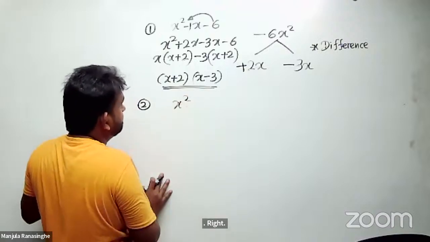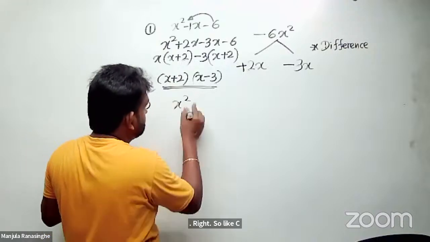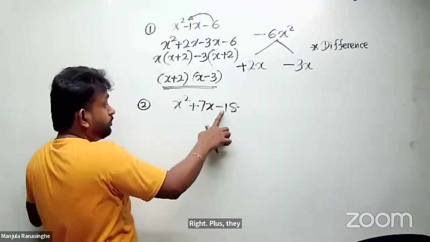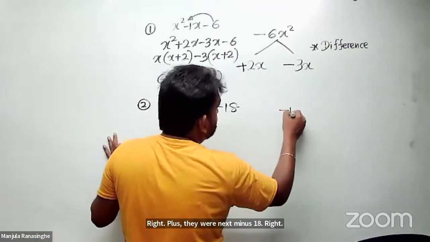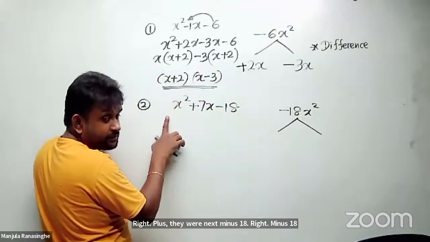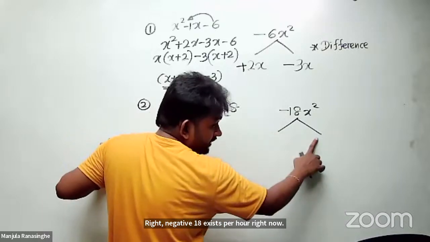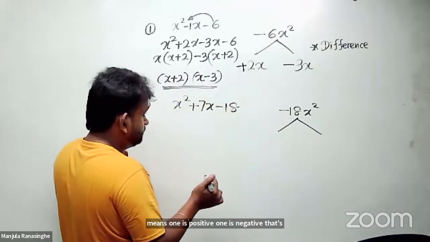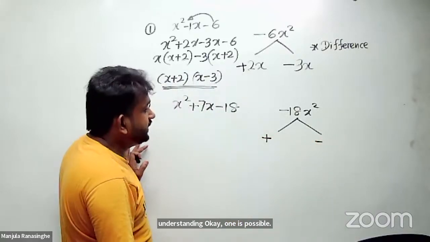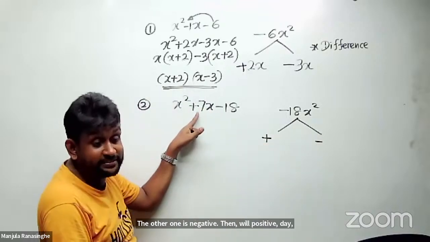So x squared plus 7x minus 18. Right. බලන්න දැන් minus 18 into x squared, you take minus 18x squared, right? Negative 18x squared, right? Now, product negative means one is positive, one is negative. That's our understanding. Okay. One is positive, the other one is negative. Then difference, when positive, negative means difference shall be the plus 7.